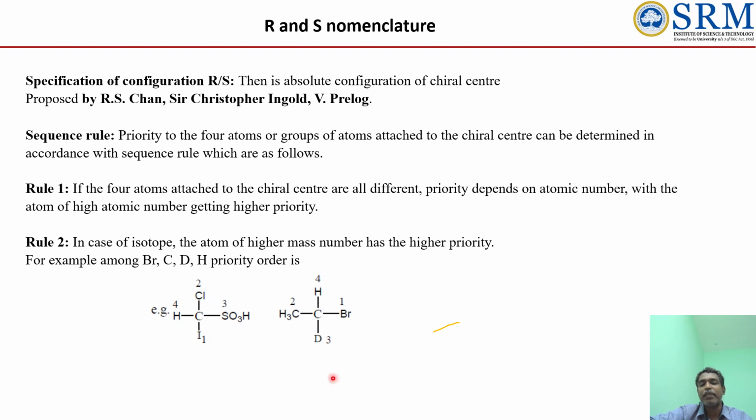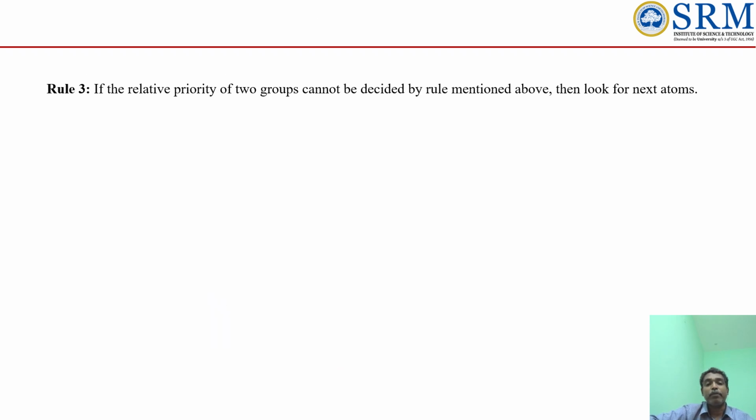Between hydrogen and deuterium, the heavier isotope, the one with the higher mass number, gets the higher priority. When you are talking about isotopes, instead of atomic number there will be a difference in the mass number between hydrogen and deuterium. So the higher the mass number, the higher the priority. In this case, you will have 1 for the bromine, 2 for the CH3, 3 for the deuterium isotope of hydrogen, and 4 for the regular hydrogen.